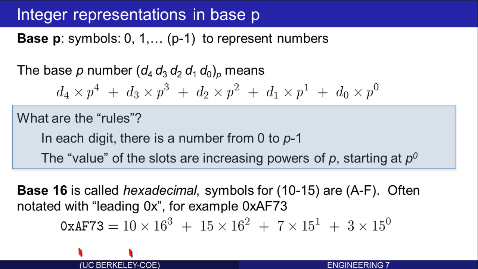Well, the A is 10, and it's in the 4th digit, so it must be 16 raised to the 3rd power. The F is 15, that's in the 3rd digit, that must be 16 raised to the 2nd power. Finally, the 7 and the 3. Adding that all up, in base 10, that's 44,915.